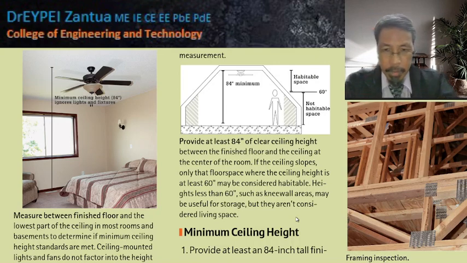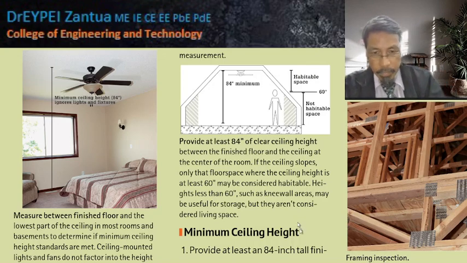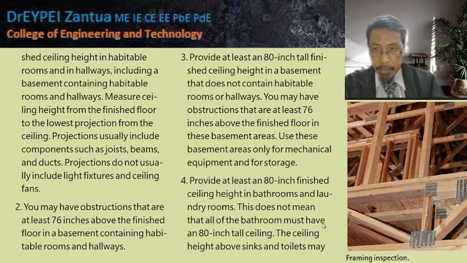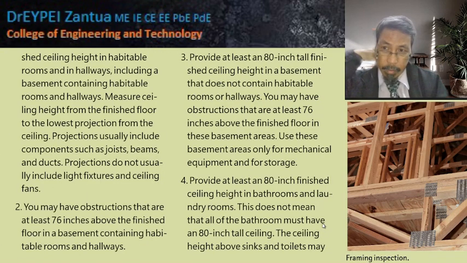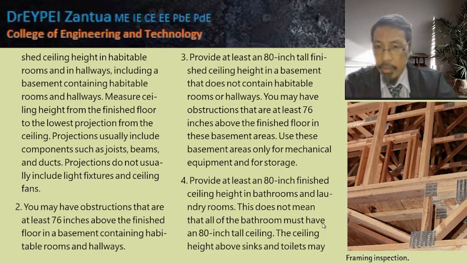Okay, so minimum ceiling height again, that is 84 inches, or that is 2 meters, including a basement containing habitable rooms and hallways. Measure ceiling height from the finished floor to the lowest projection from the ceiling. Projections usually include components such as joists, beams, and ducts. Okay? There are ductings. Okay? Projections do not usually include light fixtures and ceiling fans.